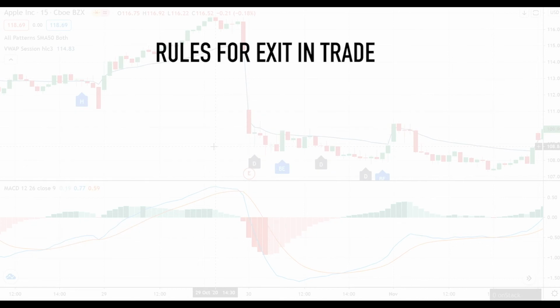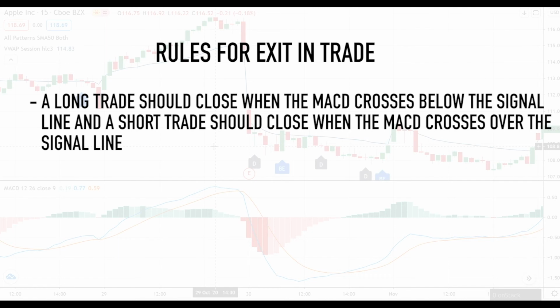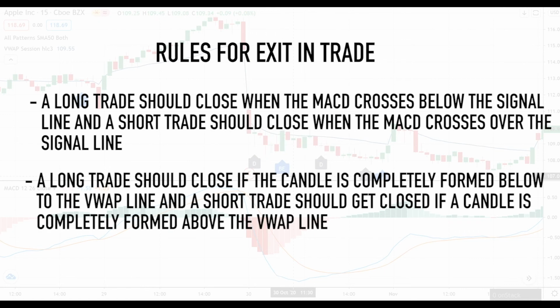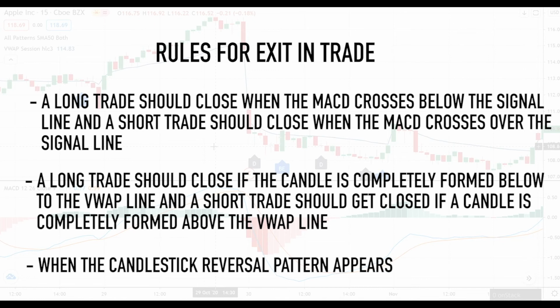These are the rules for exit in trade. A long trade should close when the MACD crosses below the signal line, and a short trade should close when the MACD crosses over the signal line. A long trade should close if the candle is completely formed below the VWAP line, and a short trade should get closed if a candle is completely formed above the VWAP line, when the candlestick reversal pattern appears.